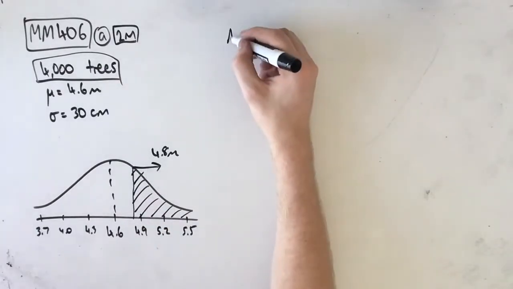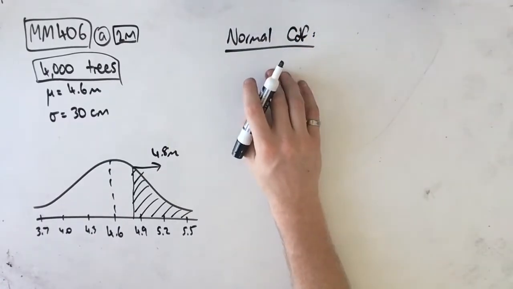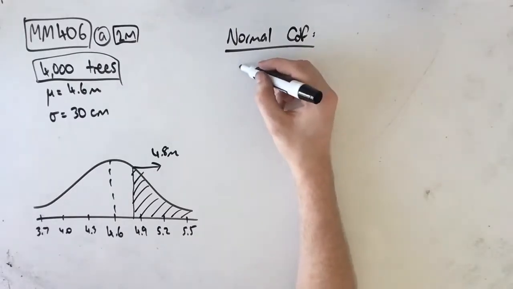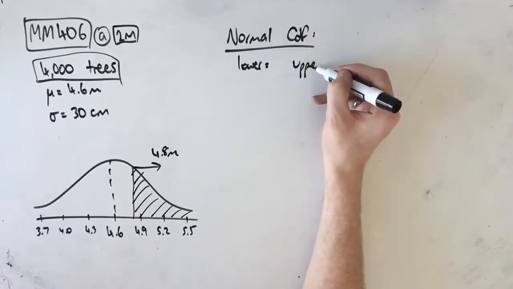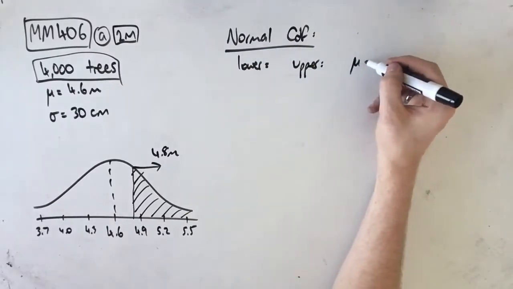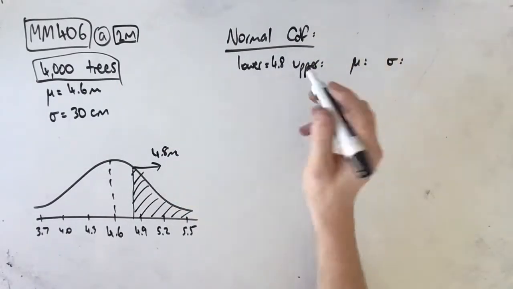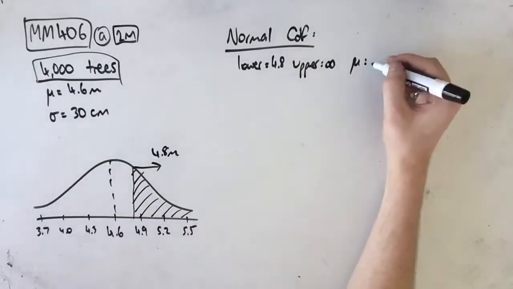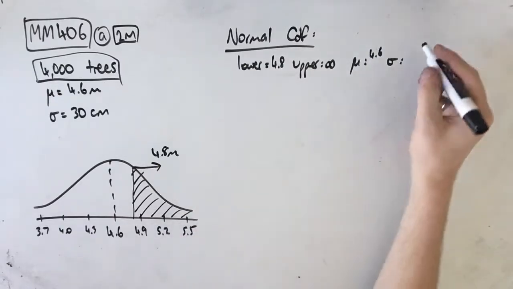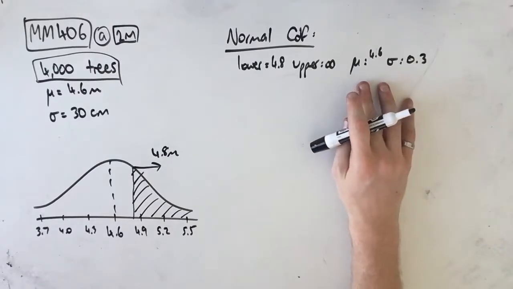So the way we find that is using our normal CDF. So open up your normal CDF in CAS. I think mine is menu 552. And it'll ask you for four things: lower, upper, mean, and standard deviation. So our lower is 4.8. Our upper is infinity, our mean is 4.6, and our standard deviation is 30 centimeters, which is 0.3. Okay, so don't mix up your units because that'll stuff it up.